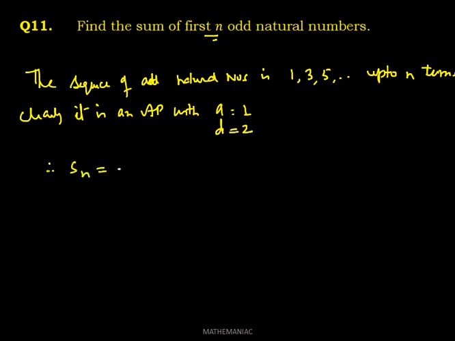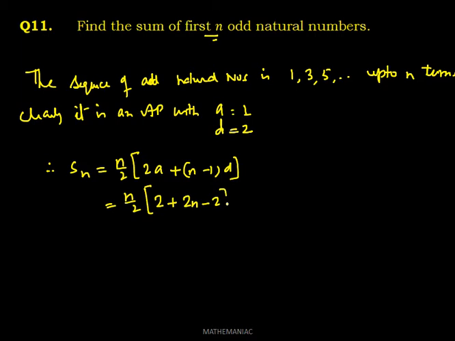Therefore, can you find what is Sn? Directly you can do it. It is n by 2, 2 times A plus (n minus 1) into D. N by 2, 2 times A means 2 only because A means 1. Then this is 2, so I'll be getting twice n minus 2. This 2 and this 2 will get cut, and again you can see that this is n square. So actually Sn is equal to n square.